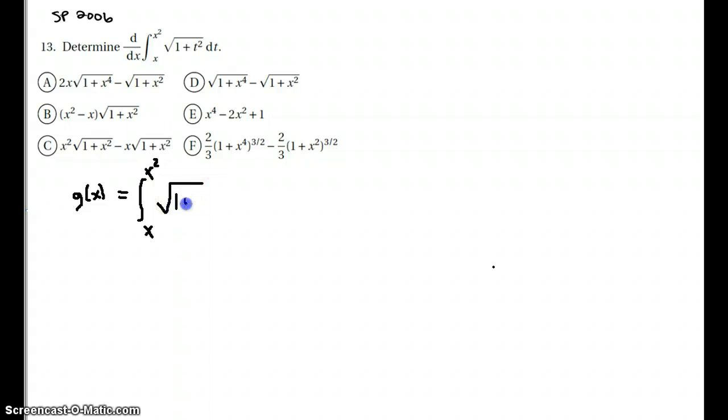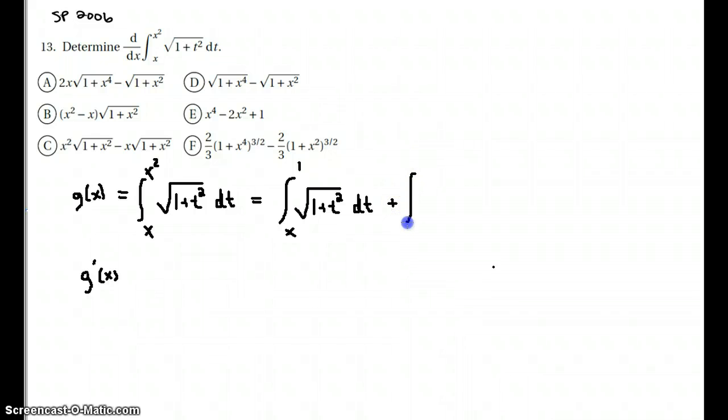So when applying the fundamental theorem of calculus, part 1, we had said that it's necessary to find some number that can be plugged into both functions, and essentially we're trying to take the derivative of g. So what we're going to do is rewrite g to be the integral from x to 1 of the square root of 1 plus t squared, and then also we're going to add to that the integral from 1 to x squared.